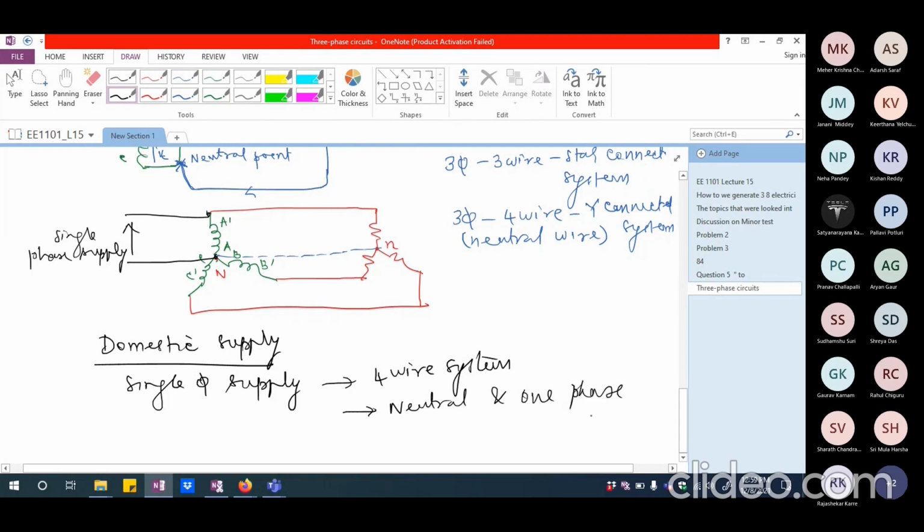So this is normally the case, especially in a domestic distribution system. Wherever we talk about electricity distribution going to houses, those are generally going to have a neutral connection also coming out of the substation.